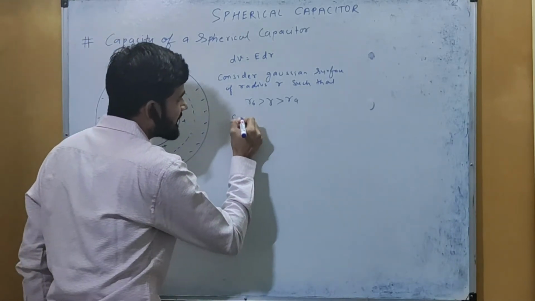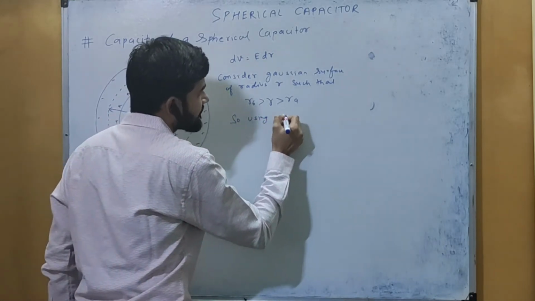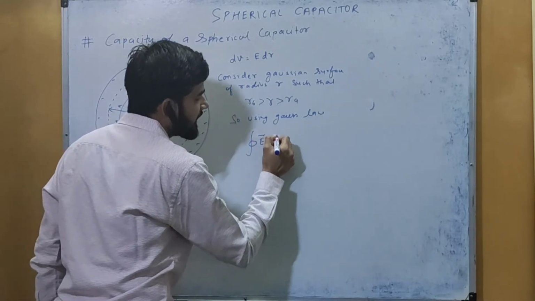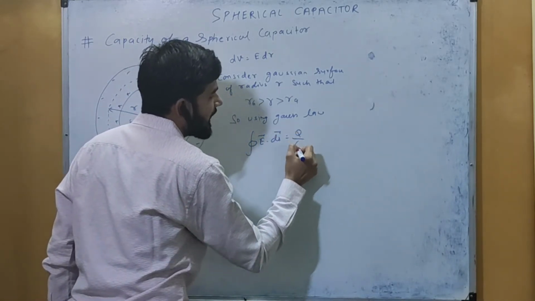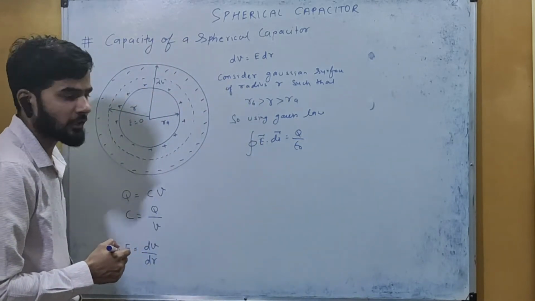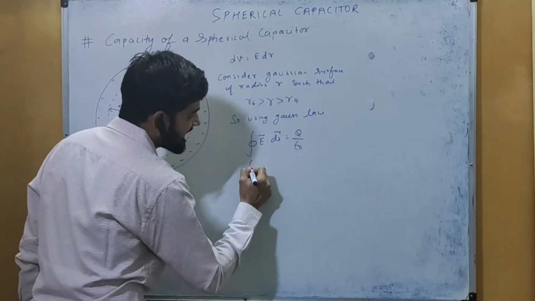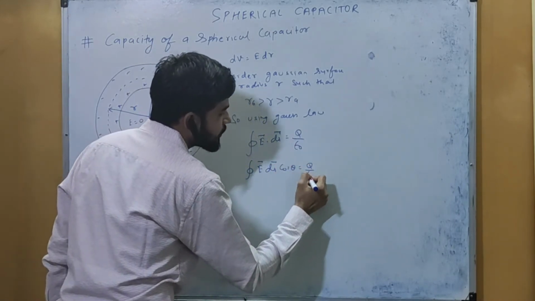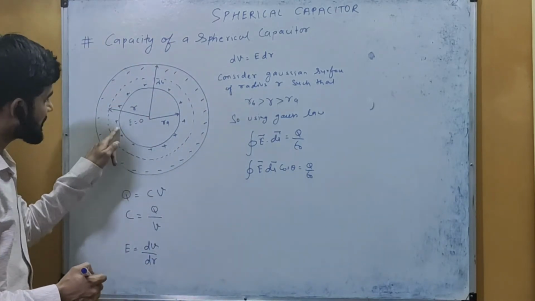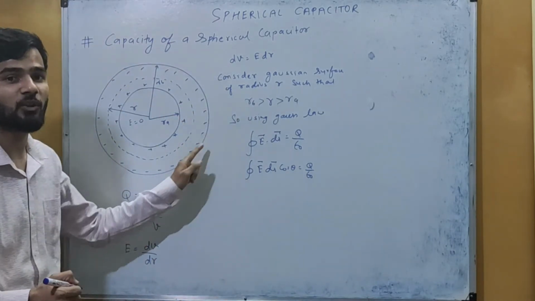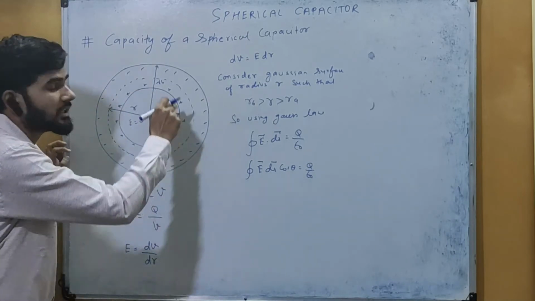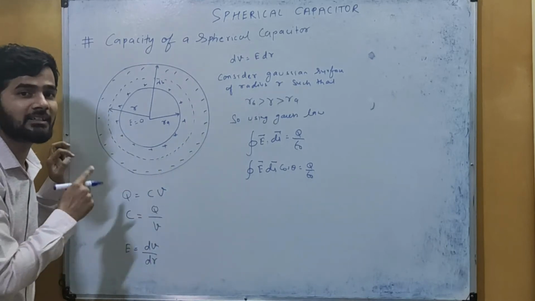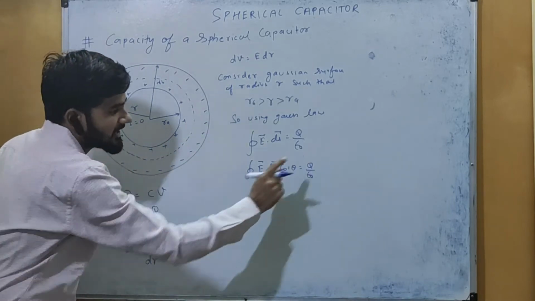So using Gauss law, what is this Gauss law? Integration of E dot ds is equal to q by epsilon naught. Now here E dot ds, I can write it as E ds cos theta is equal to q by epsilon naught. Now here the charge is the same on the other conductor, because we have given the charge to the inner conductor, and because of the induction the same charge is induced on the inner surface of the outer conductor. So here the charge will also be the same.